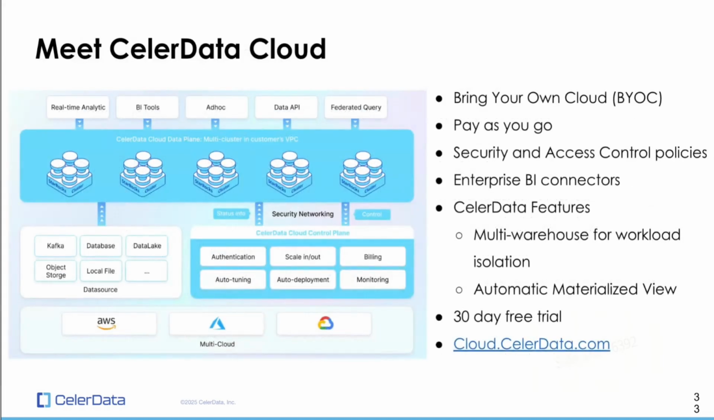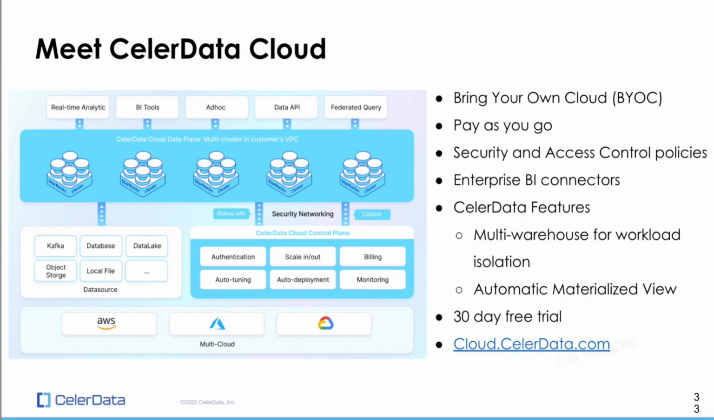And finally, I want to introduce CelerData Cloud, the enterprise cloud version of StarRocks. It features a bring your own cloud architecture, which means your data sits in your VPC, and we have a managing service in our VPC that manages your cluster remotely. It has a pay-as-you-go model, more advanced security and access control policies such as row and column masking, for you to go to production a lot easier, and better connections for a lot of enterprise BI connectors.